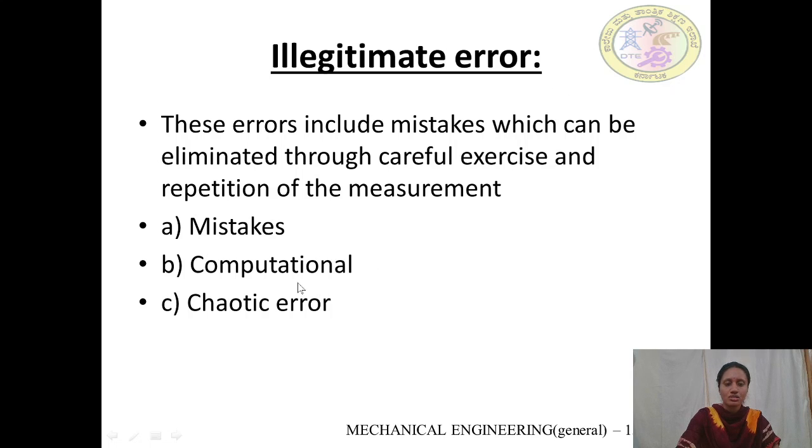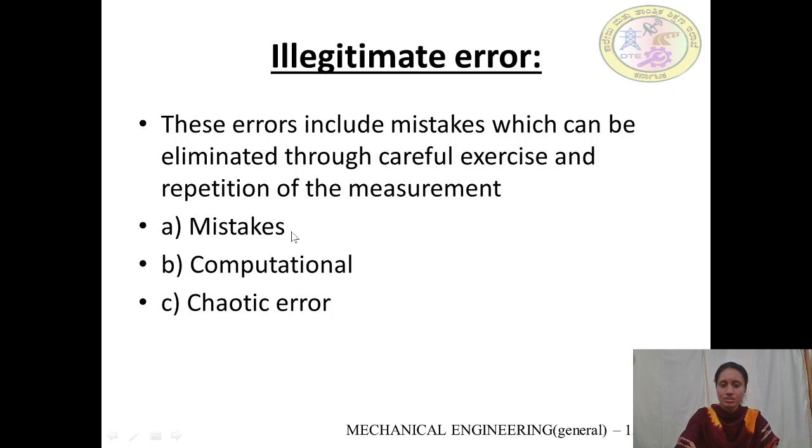And computational means calculation errors, and chaotic means being in confusion about whether we need to take this reading or that reading, whether this is the procedure or not. So what is the procedure? When we follow this step by step procedure to take the measurements, we won't get confused. We should not confuse while taking the measurements. So chaotic error is nothing but confusion while taking the measurements. This chaotic error also comes under illegitimate error.